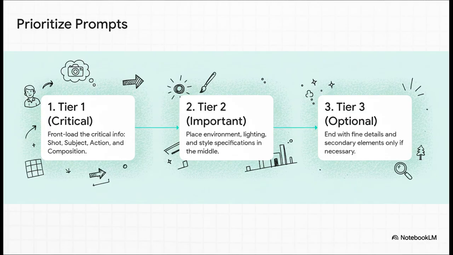The fix is all about ruthless prioritization, and we use this three-tier structure. You want to front-load your prompt with the absolute must-haves: the shot type, the subject, the action. That's tier 1. In the middle, you put your tier 2 info, like the environment and the lighting. And then way at the end, that's where you stick tier 3, the little optional details. This makes sure the AI gets the most important parts of your request first.